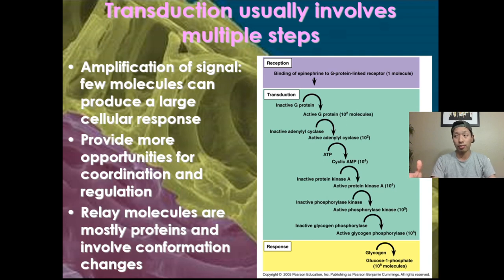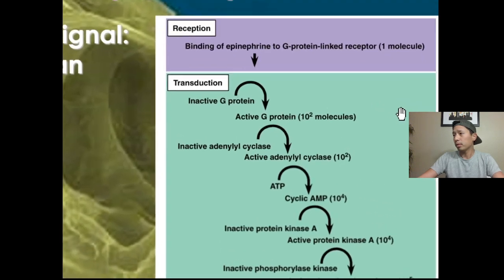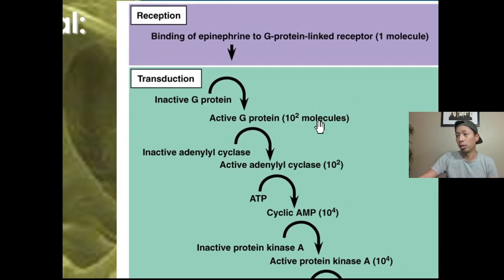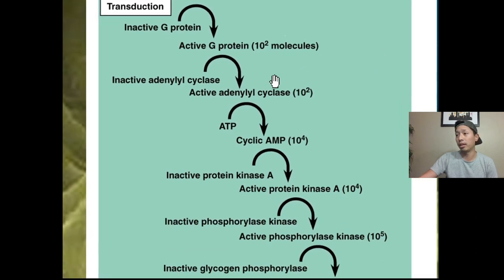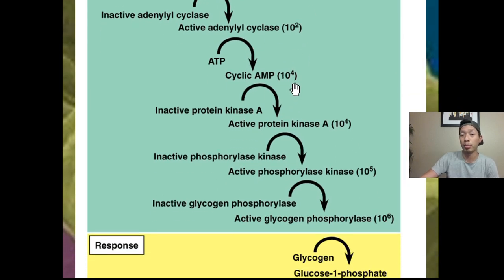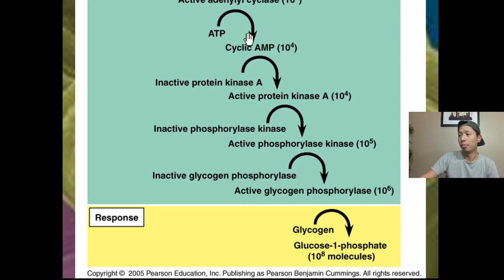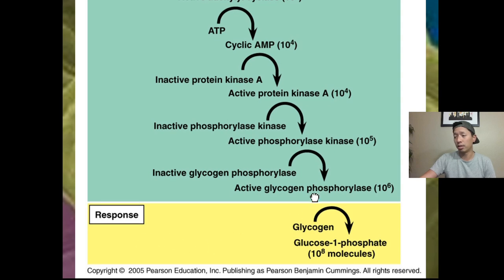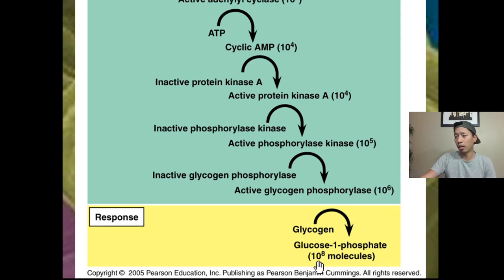And then those G proteins that are activated will then go and activate other enzymes, and they can activate multiple enzymes as well. So in this picture, you can see it starts off as one molecule, and then it activates 10 to the second molecules of G protein. They then activate 10 to the second molecules of this adenylyl cyclase enzyme, which then causes the cyclic AMP to rise by 10 to the fourth power. You don't need to memorize all these. But you can see as we go through, every single step of the way, the scale of all of this messaging increases. So by the time you get to the cellular response, you are at 10 to the 8 molecules of this glucose 1-phosphate.